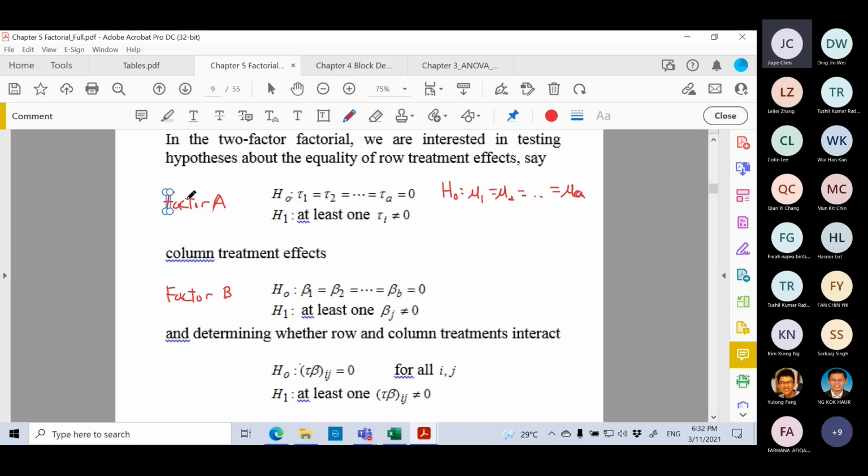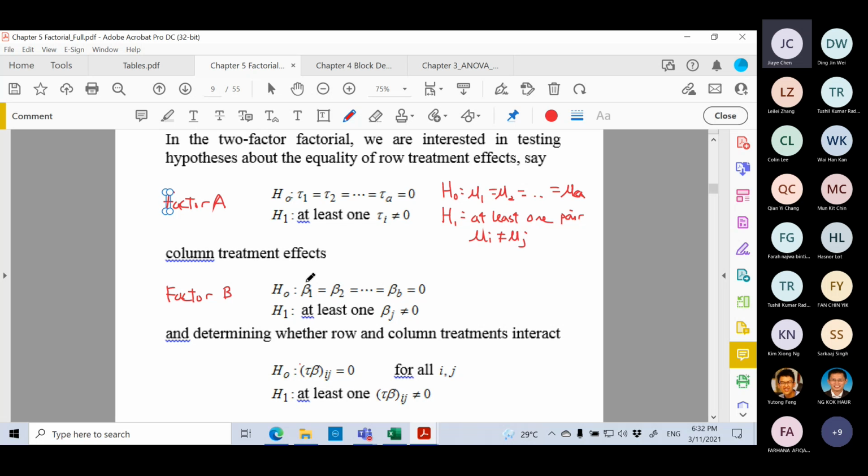So this one says that the different levels of factor A don't have any difference. The H1, you will write it as at least one pair of mu i not equal to mu j, of course for the different combinations of i and j here.